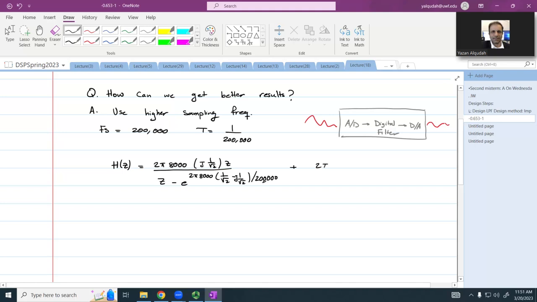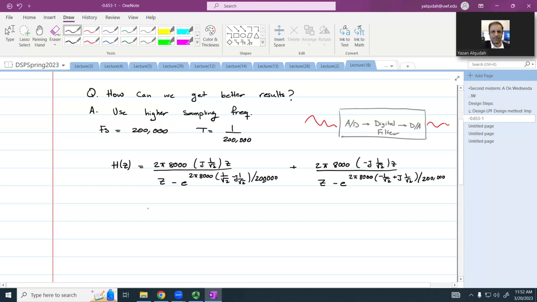and plus 2 pi multiplied by 8,000 negative j 1 over square root of 2 multiplied by z divided by z minus e to 2 pi 8,000 1 over square root of 2 plus j 1 over square root of 2 divided by 200,000. All this is in the exponential. So this is the only thing that changed from the previous if we change the sampling frequency. That's the only place it will show up.